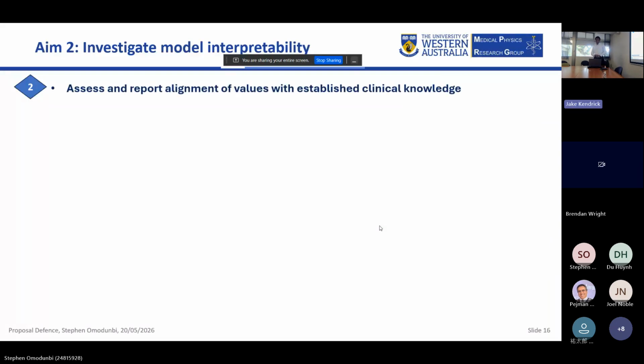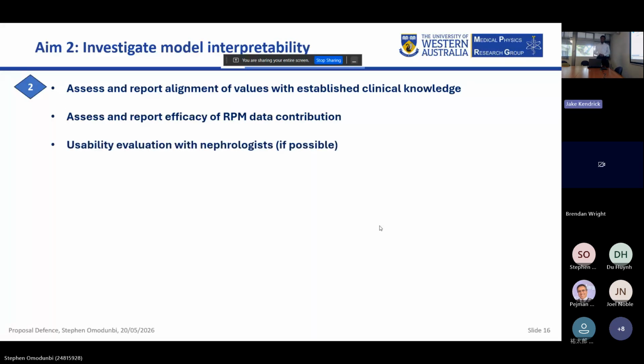And our other parts for aim 2 will be to assess and report the alignment of values with established clinical knowledge for key predictors, assess and report the efficacy of the RP and data contribution, and if possible, do a usability evaluation with nephrologists.